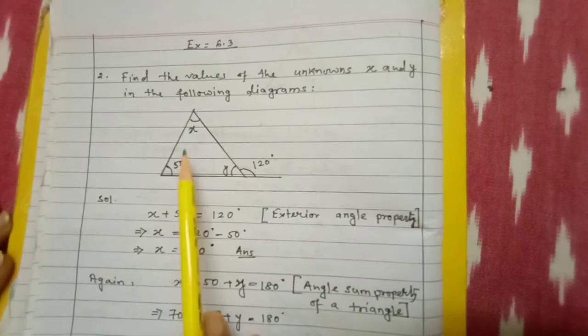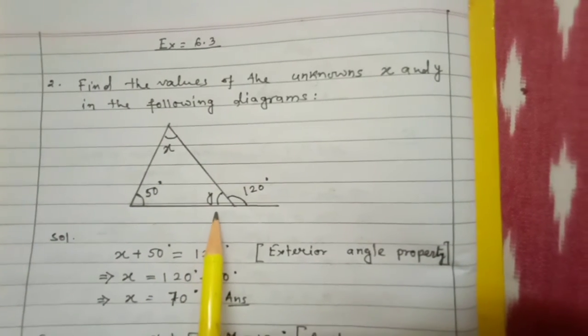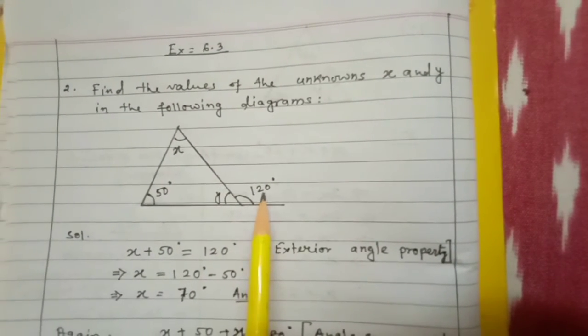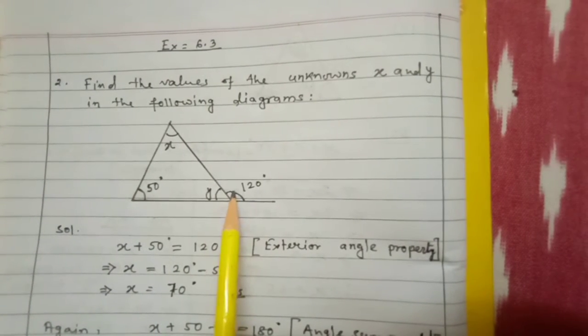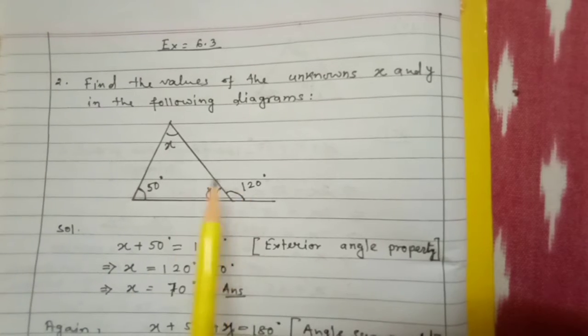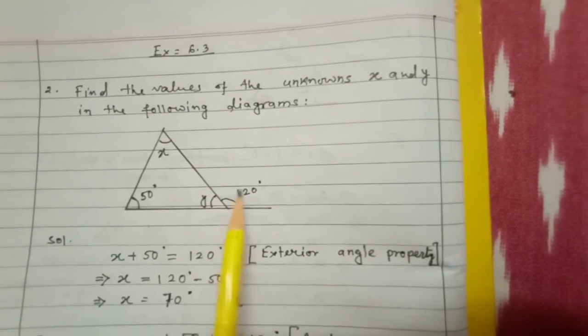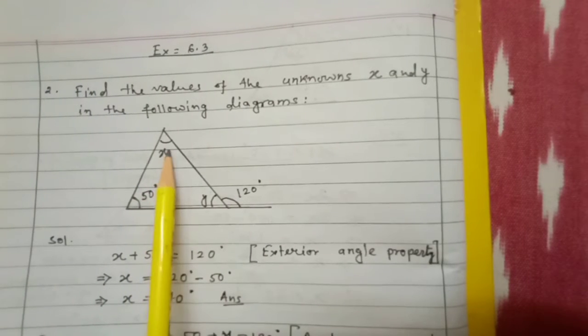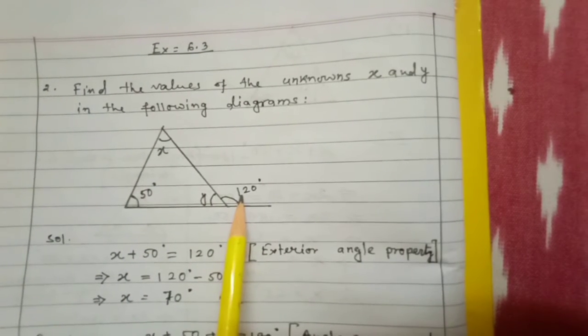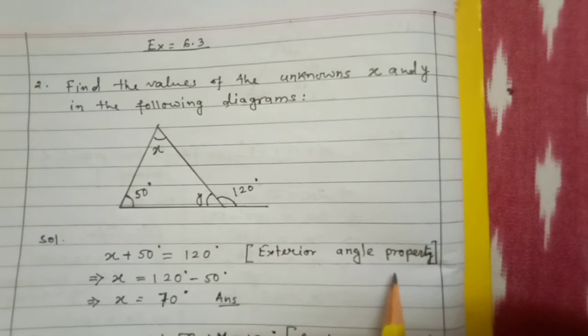50 degree, x, y and 120 degree. You know this is an exterior angle. So the value of the exterior angle, 120, is given here. By using this exterior angle property, we can easily find out the value of x, because 50 plus x is equal to 120 degree. It is the exterior angle property.